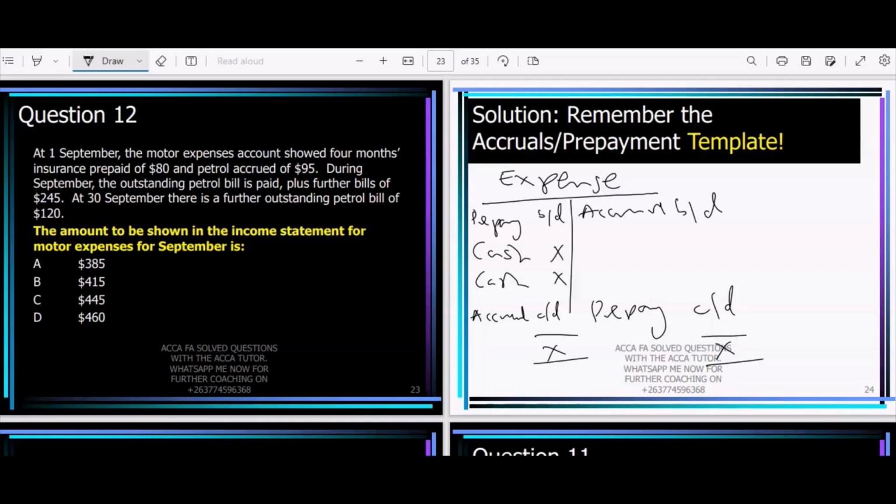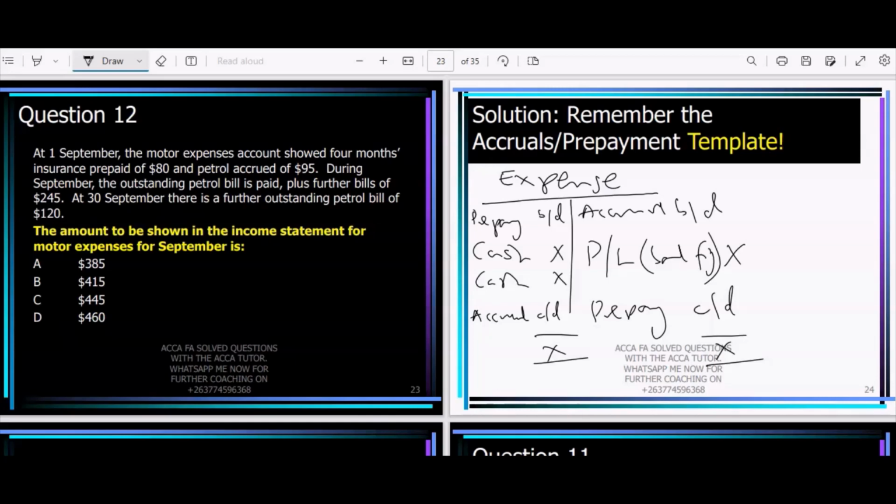Then you are likely to get the balancing figure, which is a transfer to the profit or loss. This is the balancing figure, which is going to go to the profit or loss statement.